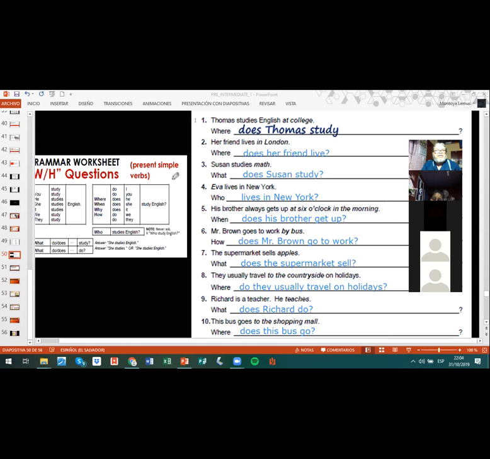No. Okay, I have a question for you. What happened with this? Where is does? We don't use does. Why? Because in the chart at the left, it says who studies English. Yeah, question with who. Cuando preguntamos quién hace algo, no usamos do or does. Y observen que en esta pregunta el verbo sí va en tercera persona. ¿Y por qué no lleva el auxiliar? No lleva el auxiliar, ¿ok?